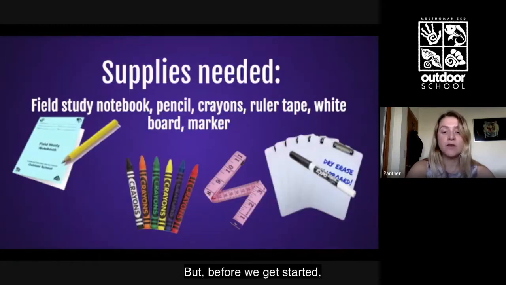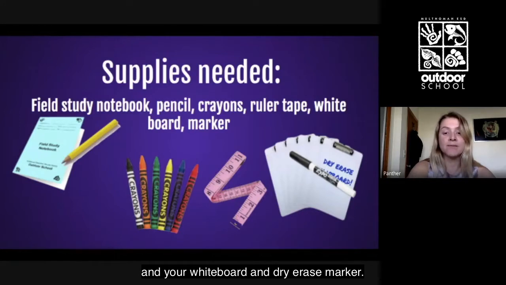But before we get started, we must gather our science supplies from our outdoor school kits. If your kit is in another room, go ahead and pause the video to go grab it. Once you have it handy, take out your field study notebook, a pencil, crayons, your measuring tape, and your whiteboard and dry erase marker. If anyone does not have access to their science kit today, that's totally okay. Go ahead and find something to write with, like a notebook and a pen.